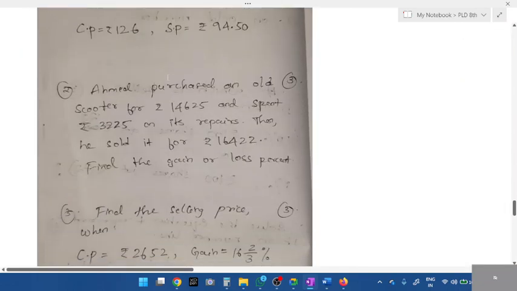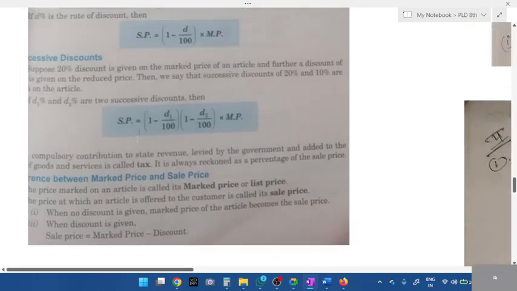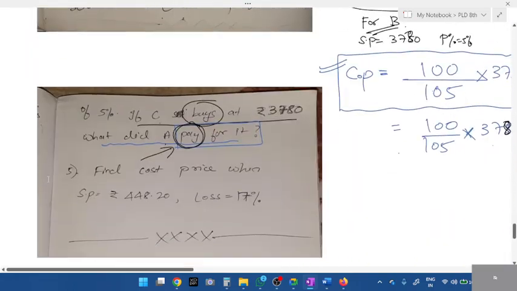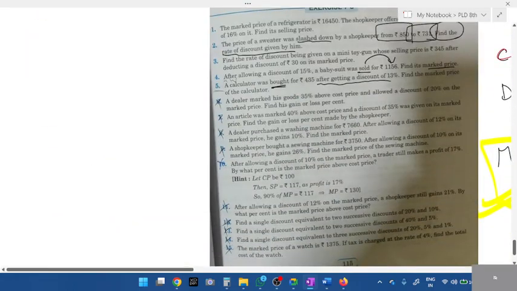Here, how many questions are there in discount? Next exercise, how many questions are there? First 5 questions.